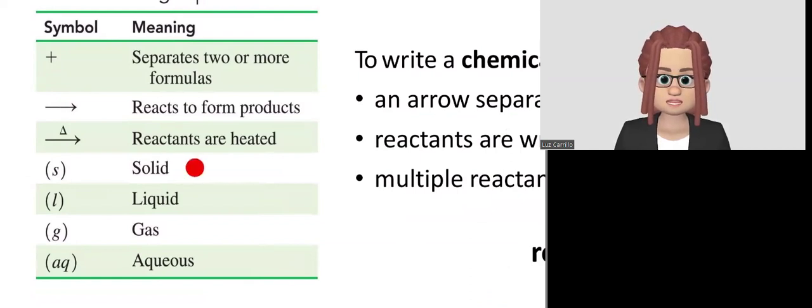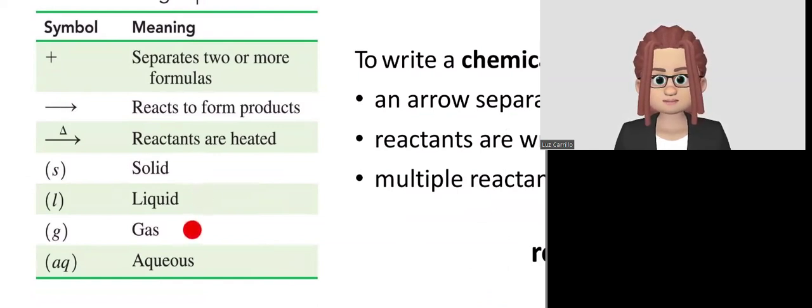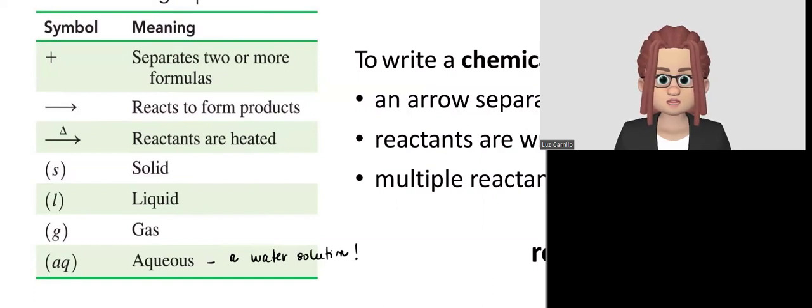If you put an S in parentheses, that illustrates a solid. L in parentheses is a liquid. G in parentheses is a gas. And lastly, we have aqueous, which is symbolized by the letters AQ. Aqueous means that this is a water solution, meaning that the substance was diluted or placed in water in order to be utilized in a chemical reaction.